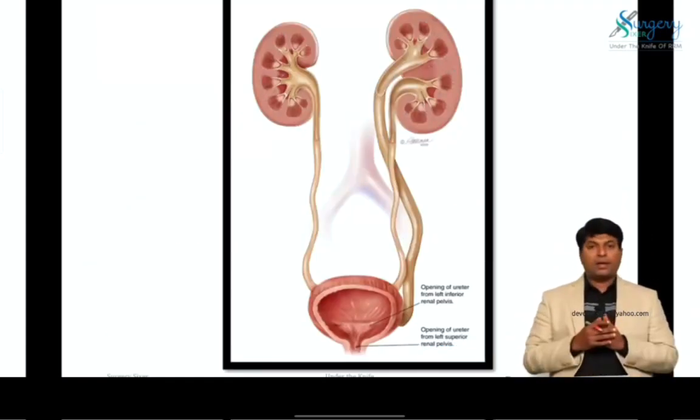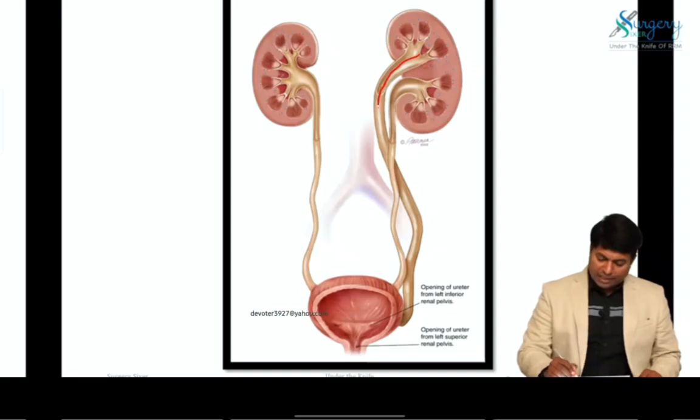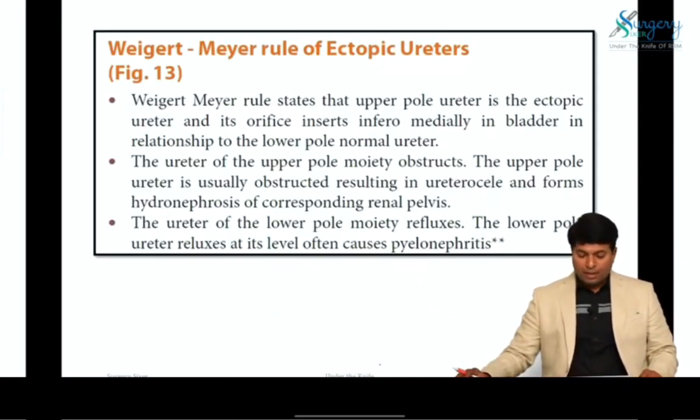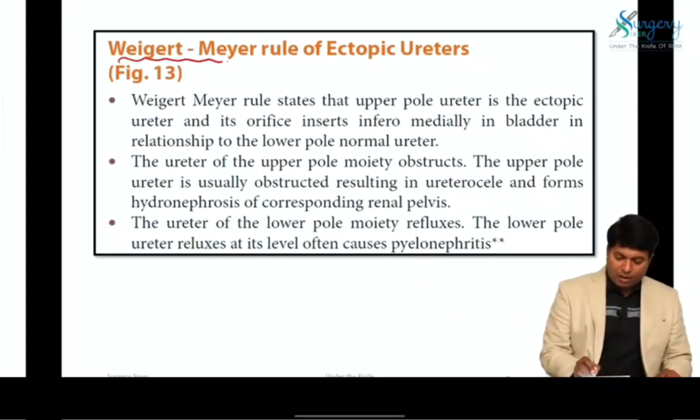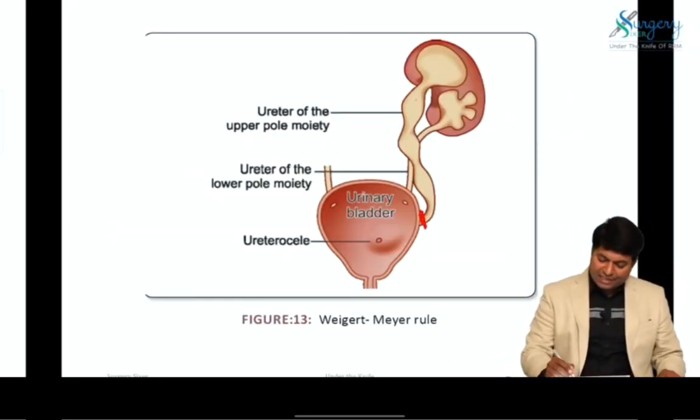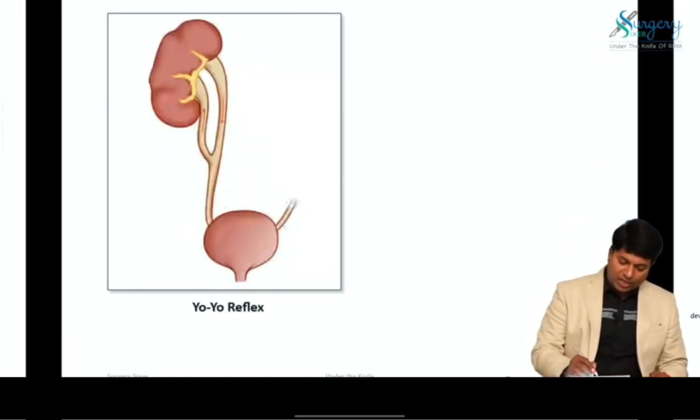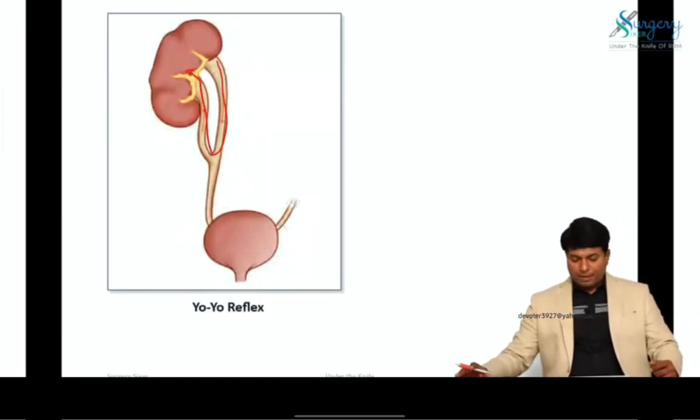The most common anomaly is duplicated renal pelvis and upper ureter. You can see the upper ureter is an ectopic ureter going down and joining at the prostatic urethra. Please don't forget the Meyer-Weigert rule: the upper pole gets obstructed, resulting in ureterocele, and the lower pole ureter gets VUR. Another pathology is yo-yo reflex, reflexing of urine back to the kidney.